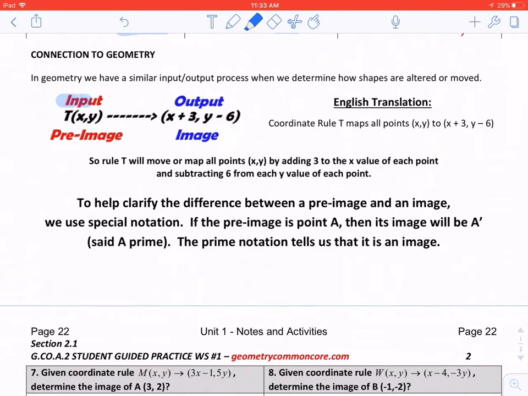What you put into the function is called the preimage. What you get out is called the image. So in this case, what was an x is going to become an x plus 3. So if your x value was a 7, you add 3 to it, it's now a 10. The y value was a y, now it's a y minus 6. So if your y value was 10, you subtract 6 from it, now it's going to be 4.